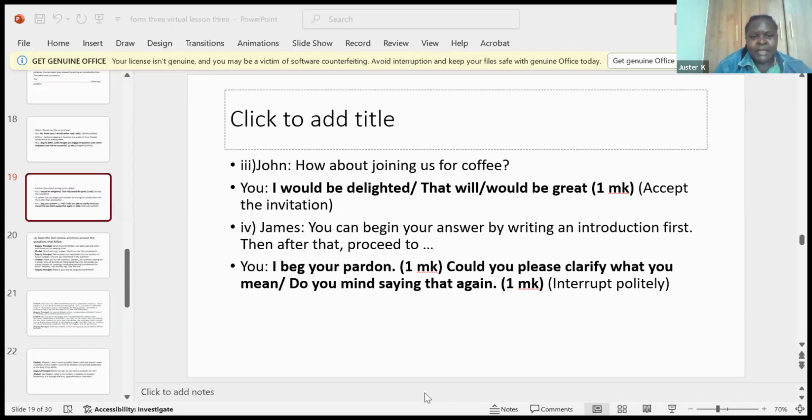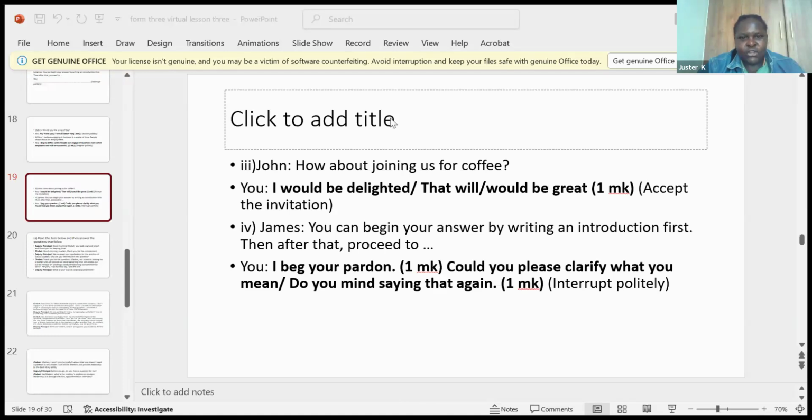There are times when you'll be asked for ways of how would you interrupt politely. I beg to differ. And okay, you know all the different ways. I'm sorry to interrupt. When you want to interrupt somebody, you can also be asked how you would interrupt. Sometimes you can be asked a question. When is it necessary to interrupt?